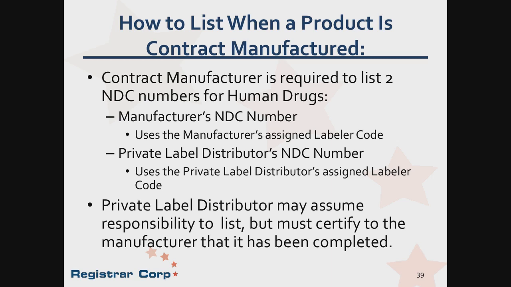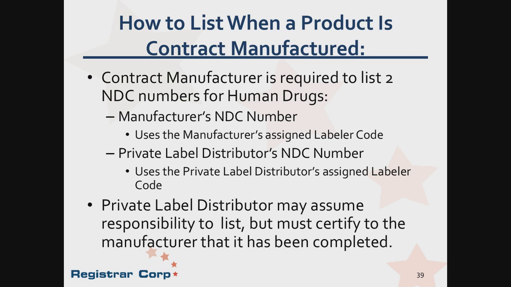Contract manufacturers for both animal and human drugs must list each drug under the private label distributor's labeler codes. Contract manufacturers for human drugs only must list under its company's labeler code. Contract manufacturers will use a different marketing category from the private label distributor's listing to inform FDA that this is the contract manufacturer listing and it will not be released publicly online.